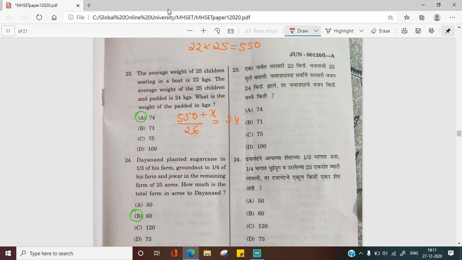Why have I taken 26 here? Because one more extra person is going to be added, so 25 plus 1 is 26. So the value of x will come as 74. The right answer is option A.